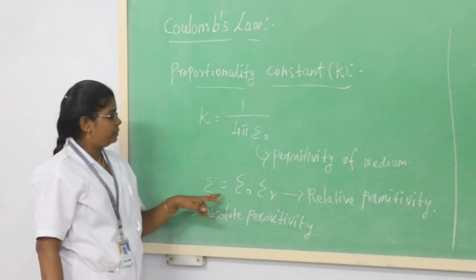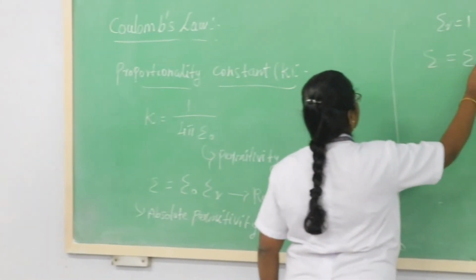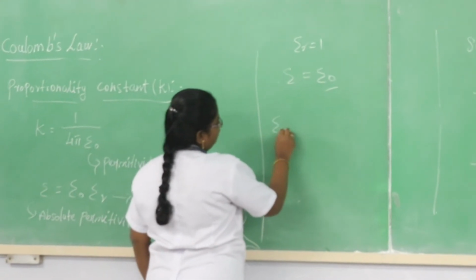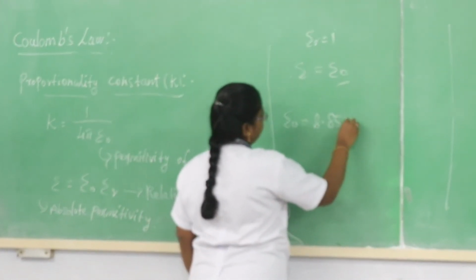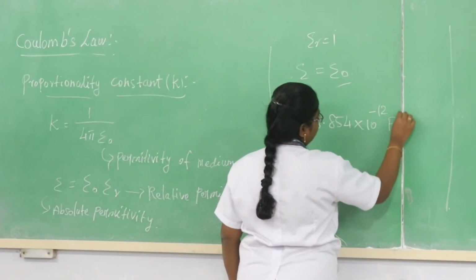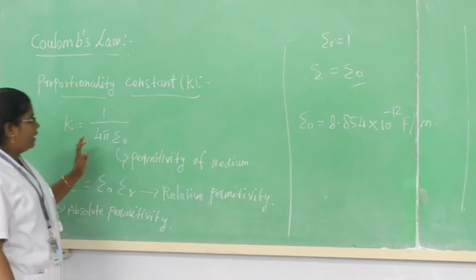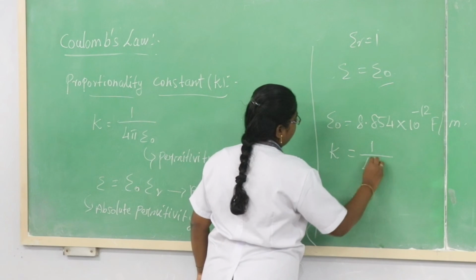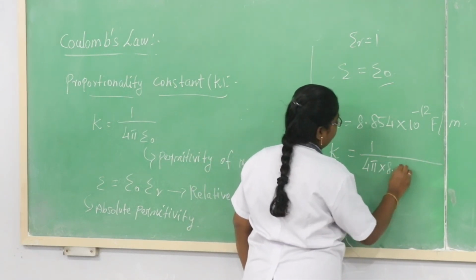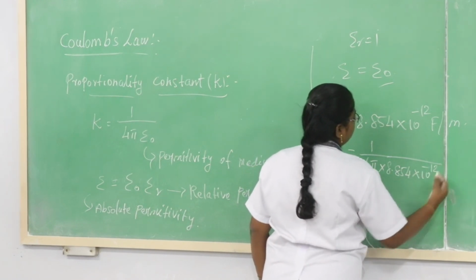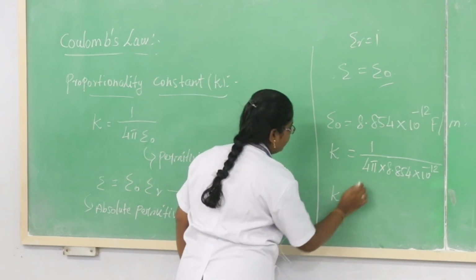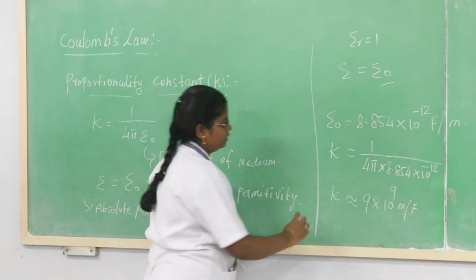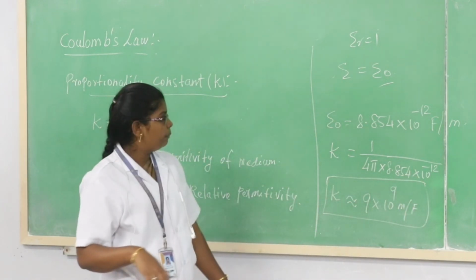So epsilon is equal to epsilon naught, which is a constant value. Epsilon naught is equal to 8.854 into 10 power minus 12 Farad per meter. Next, we find the proportionality constant K. K is equal to 1 divided by 4 pi into 8.854 into 10 power minus 12. From this calculation, K is approximately equal to 9 into 10 power 9 meter per Farad. This is the proportionality constant value. Thank you.